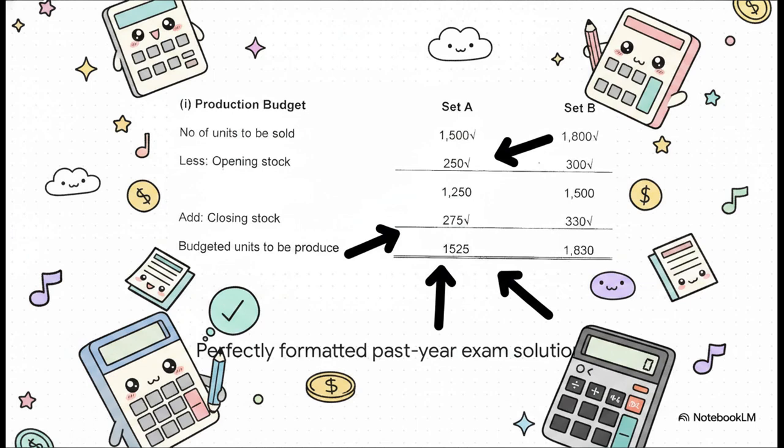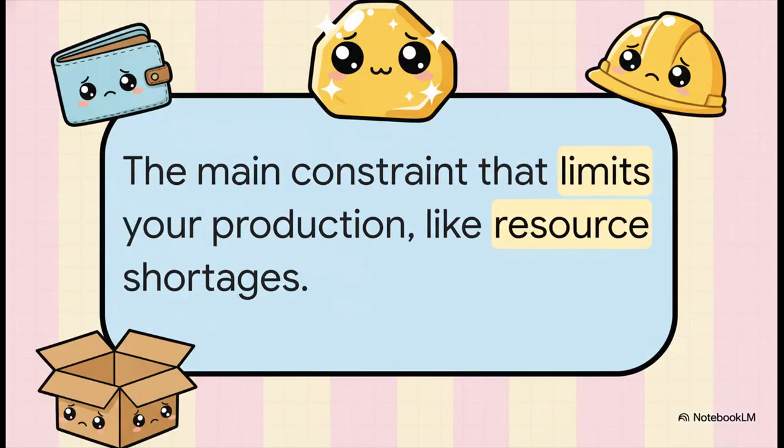Just take a look here. This is a real past year exam solution. Do you see how perfectly neat this production budget is? Units to be sold, less opening stock, add closing stock, giving you budgeted units to produce. If you set up your columns clearly like this, you are making it so incredibly easy for your lecturer to just tick the boxes and give you full marks. Formatting really does matter.